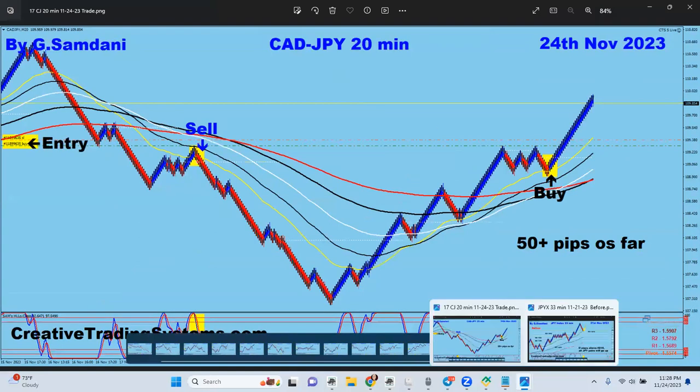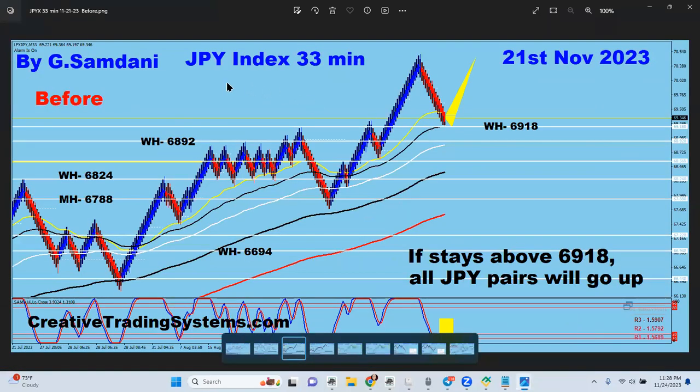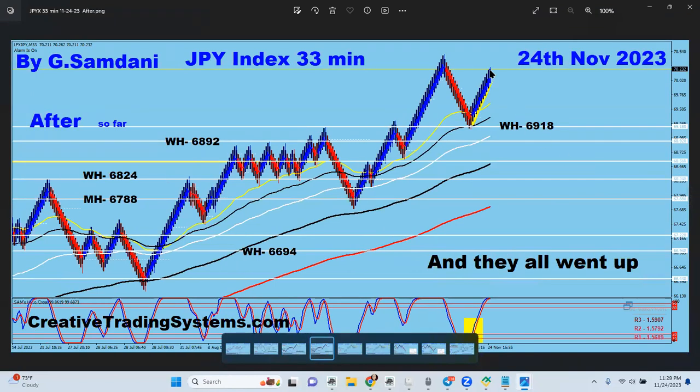Because of this chart, and I already predicted that this is yen index 33-minute chart that is going to bounce from here and go here, and it will do that. Then what will happen if it stays above 69.18, which is this line, was touching that and bouncing? All yen pairs will go up. That's the reason. All yen pairs are supposed to be going up. So they all went. And what happened to this chart? You can see as of today, it is here. Right? So this is the reason.